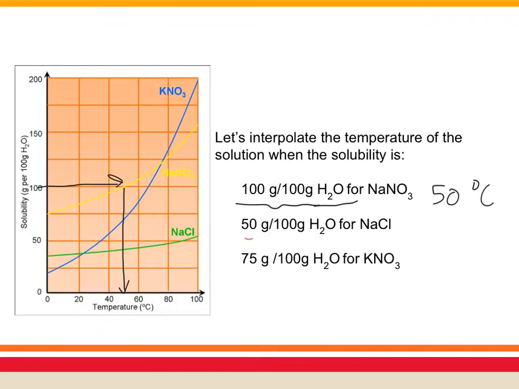Our second one, so NaCl, is at 50 grams per 100 grams of water, which happens at about 90 degrees Celsius. And our last one, 75. If we read down, we're roughly maybe about 55 degrees Celsius here.